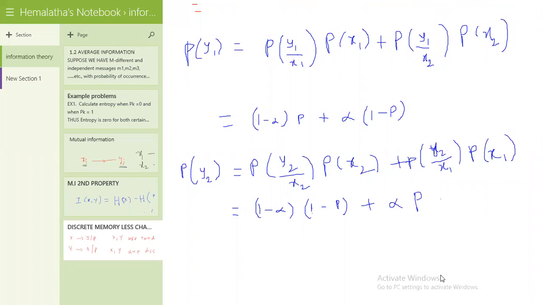Then we can substitute that. First you have to write the formulas. Here we can remember what is h of x, what is h of y, what is h of y by x, what is mutual information.